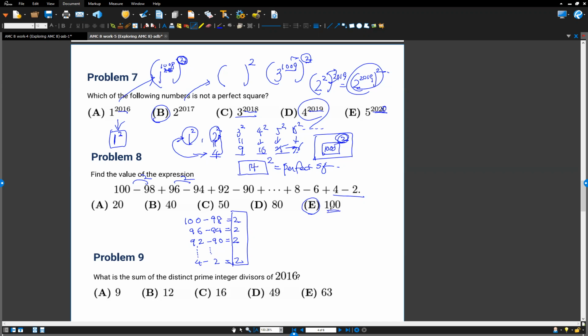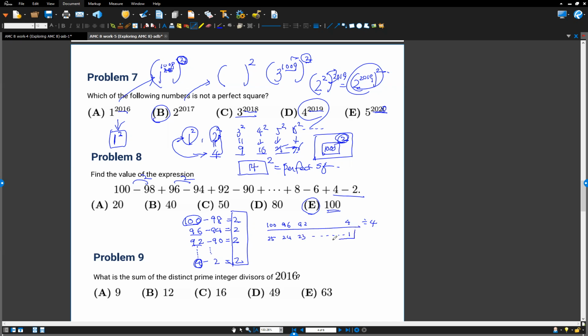But I think that is not 50. Why? You can use these numbers. The last number is 4, the first number is 100. Let me write last number first: 100, 96, 92, up to 4. If you know the formula, you can easily find it. I'm going to divide this by 4. When you divide by 4, what do you get? 25, 24, 23, up to 1.